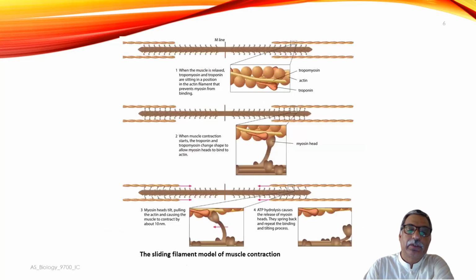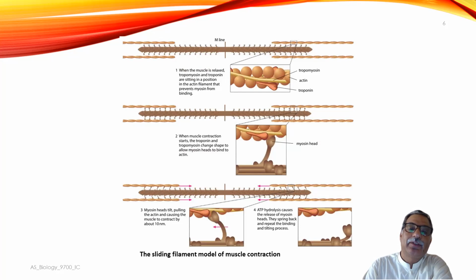In this slide, we are going to study the sliding filament model of muscle contraction. If you look at an enlarged view of the actin filament, it consists of tropomyosin, actin, and troponin. When the muscles are not contracting, tropomyosin and troponin block the actin molecules, so they are not exposed. This is the myosin head, projecting above the myosin filaments.